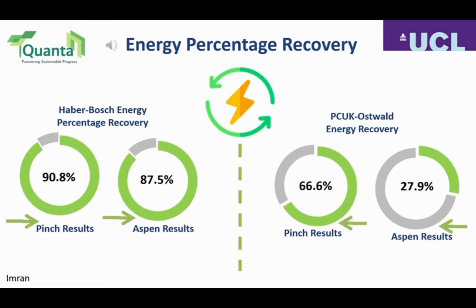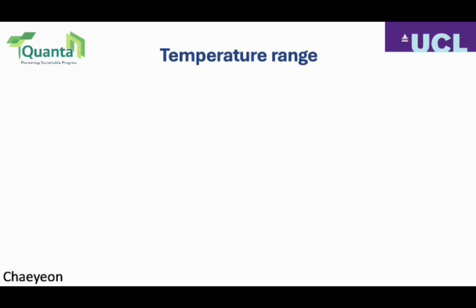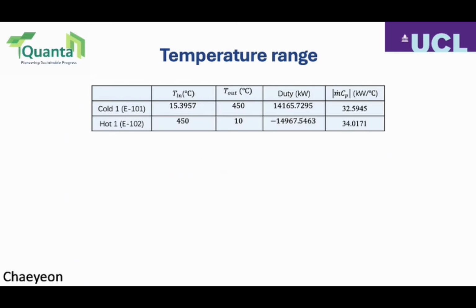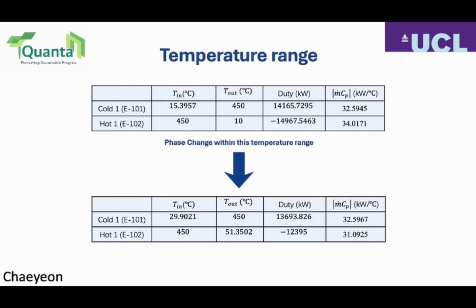Next, pinch estimates 60.6% recovery for the PCUK Ostwald system, but Aspen only achieves 27.9%. This difference is expected, given that the pinch assumes constant heat capacity flow rates and no phase change penalty. So we used Aspen to identify the sensible temperature range, not including the phase change, and we used this sensible range for the pinch method.